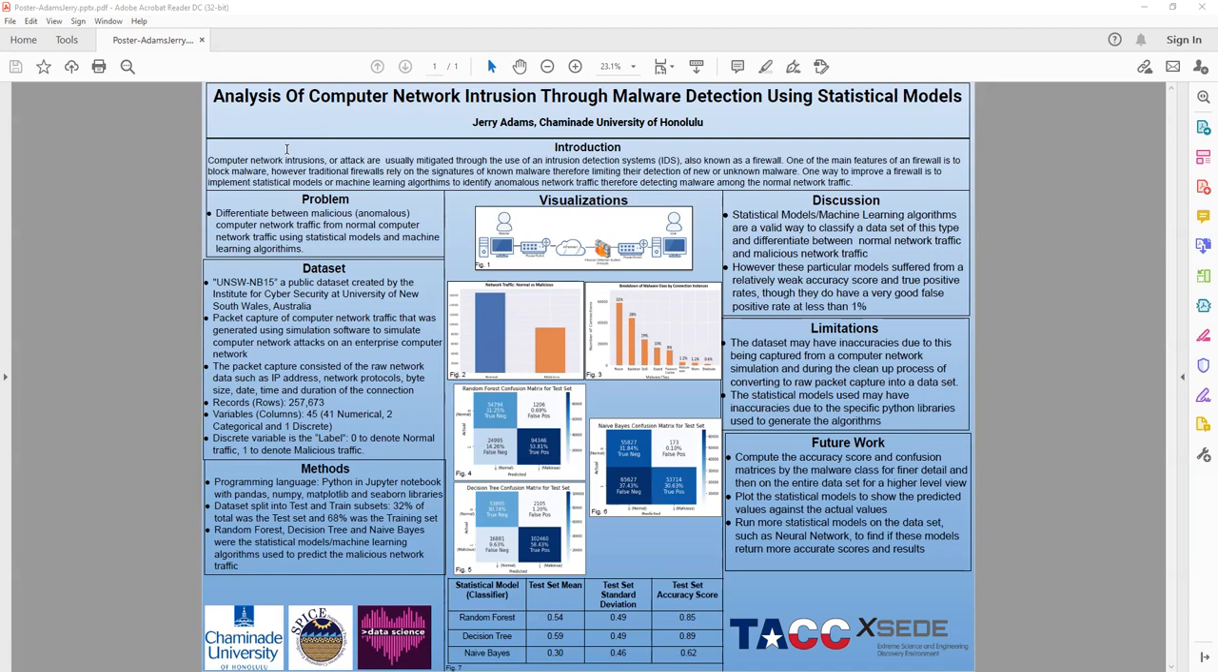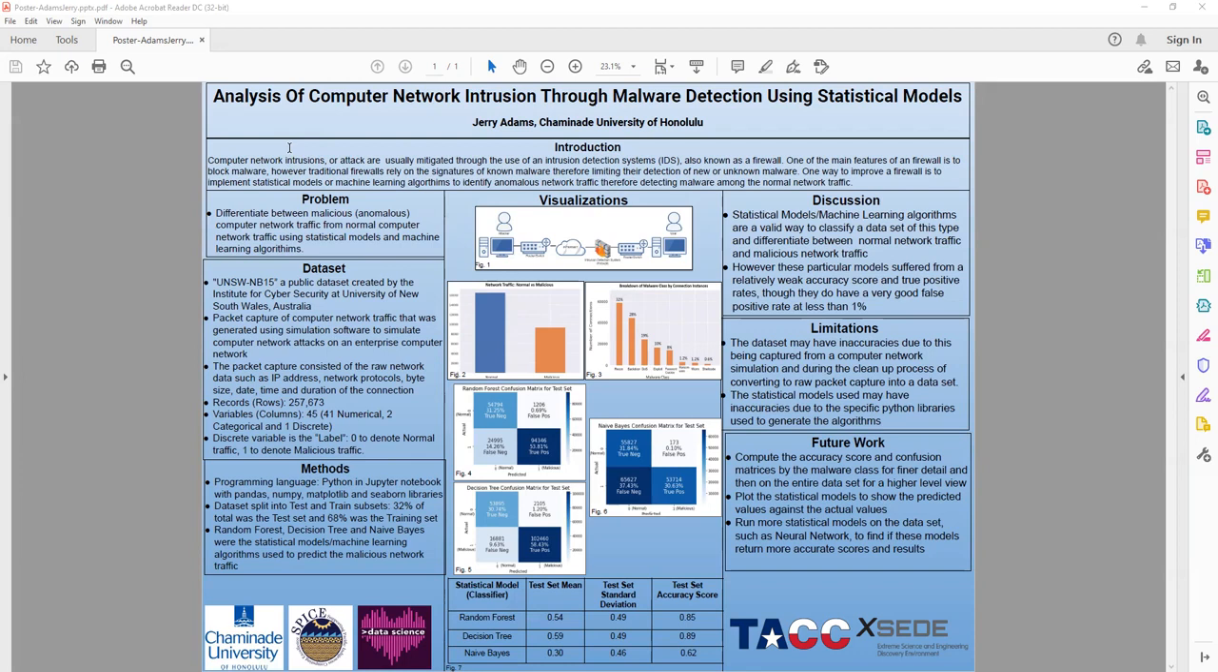However, traditional firewalls rely on known malware, therefore limiting their detection of new or unknown malware. An emerging method of improving a firewall is the use of malware detection to identify anomalous or malicious network traffic. This project utilizes statistical models for identifying anomalous network traffic and detecting malware among the normal network traffic.